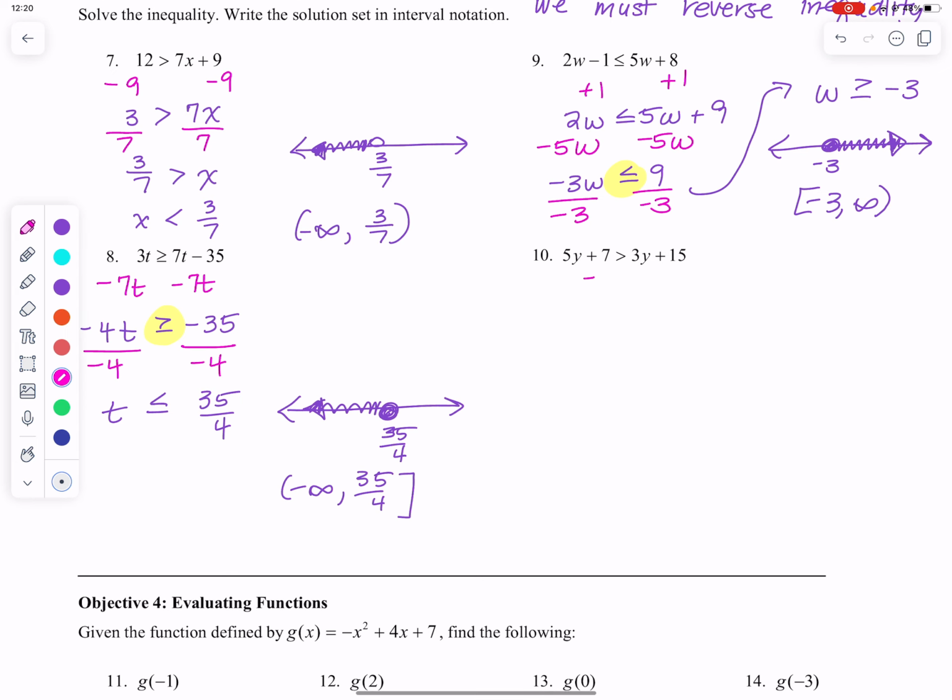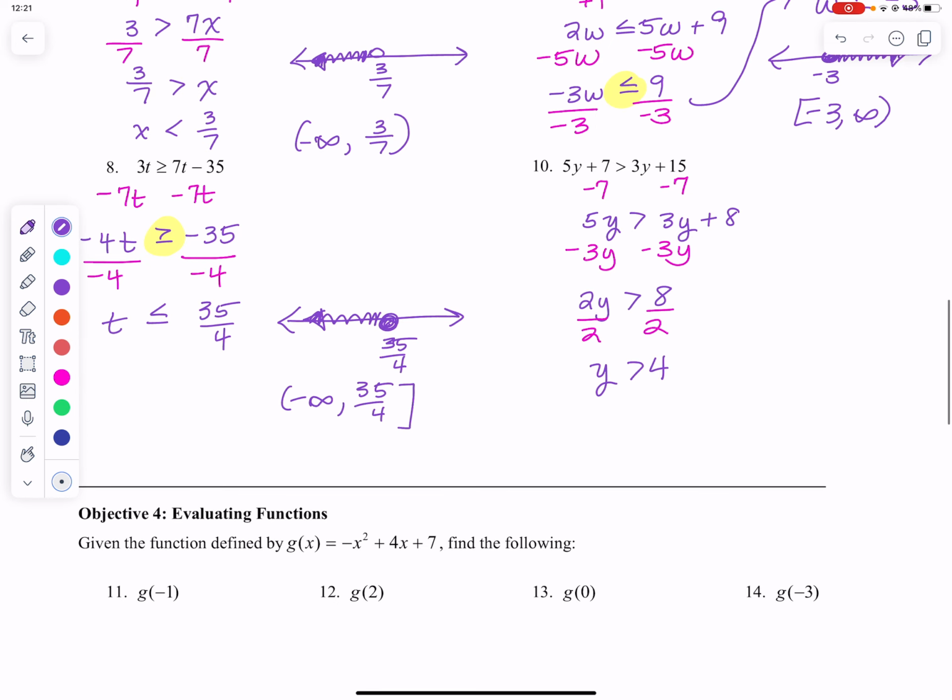Looking at number 10, let's subtract 7 from both sides. And we have 5y is greater than 3y plus 8. We'll go ahead and subtract 3y from both sides. And we have 2y is greater than 8. Dividing both sides by 2, we have y is greater than 4. On the number line, we want every real number greater than 4, but we do not want 4 in our solution set.